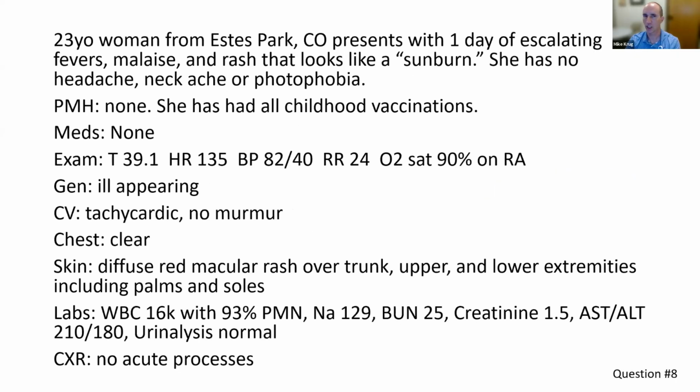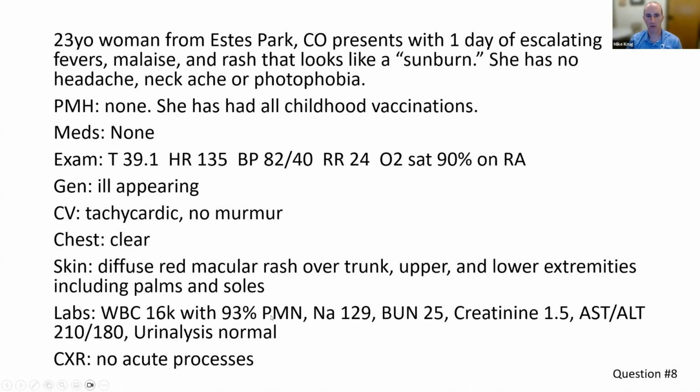Okay, next question. 23-year-old woman from Estes Park, Colorado, presents with 1 day of escalating fevers, malaise, and a rash that looks like a sunburn. She has no headache, no neck ache, no photophobia. She's had all her vaccinations. She's healthy, doesn't take any meds. On exam, she's febrile 39.1, tachycardic 135, hypotensive 82/40, tachypneic 24, saturating 90% on room air. She doesn't appear well. She looks ill. She's tachycardic, chest is clear. She's got a diffuse red macular rash over trunk, upper and lower extremities, including her palms and soles.